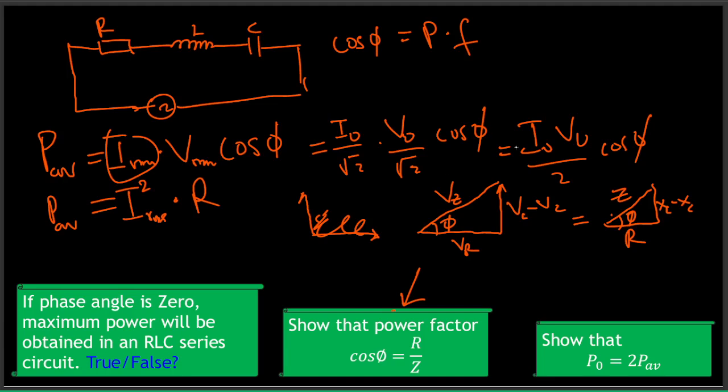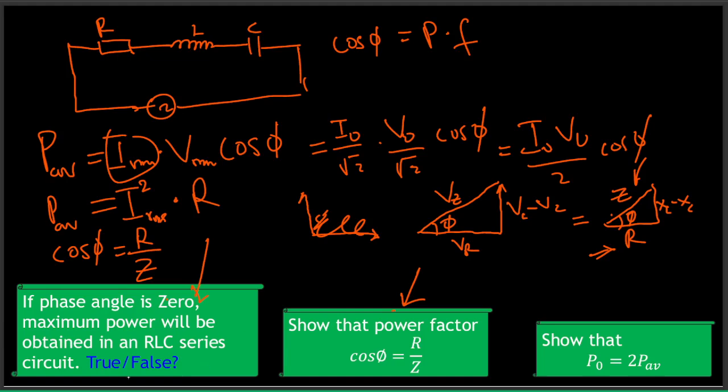Do you remember? All right, so using this triangle now, cos phi will be what? Adjacent over hypotenuse. You remember? So that means power factor, which is cos phi, is R, the adjacent, all over the impedance rather. Okay, so this is the formula for power factor. Is that okay?